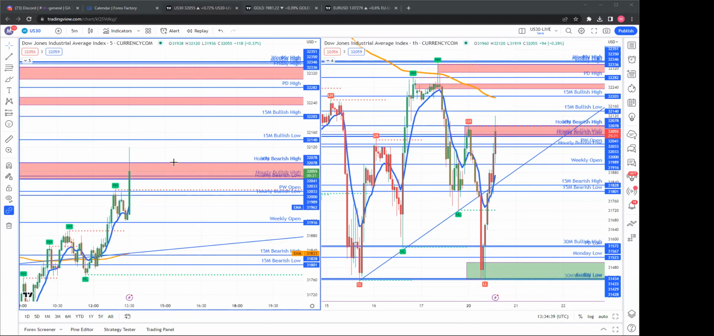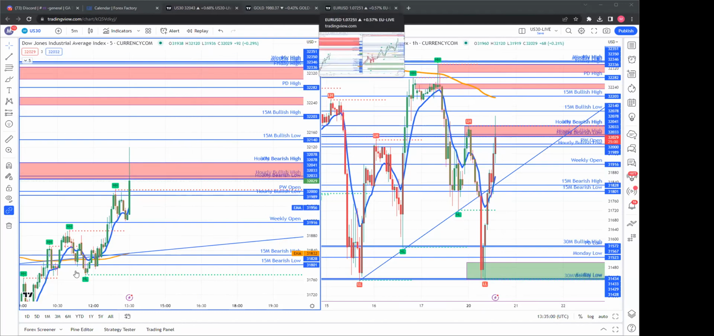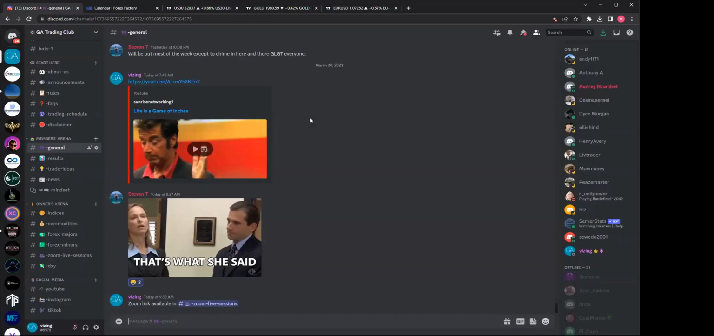Today is Monday, March the 20th, and as usual, we'll be trading US 30, gold and EU. Last week we had a winning week, pretty much all wins Monday through Thursday. On Friday, we took a small loss on US 30, but then we were able to recover with the EU sell, pending order sell that we set on the live session.